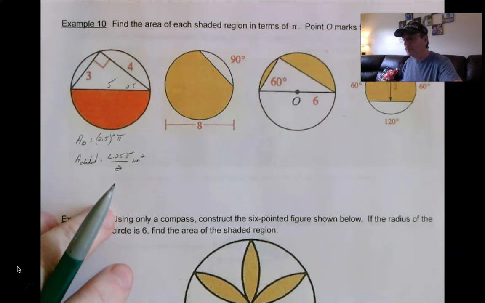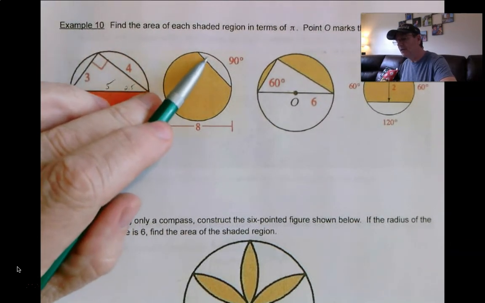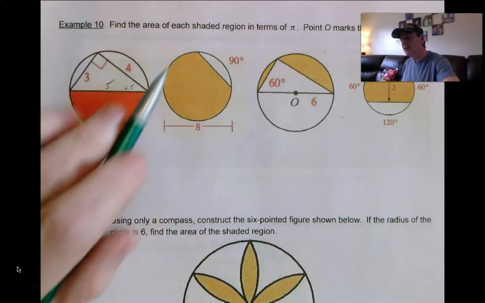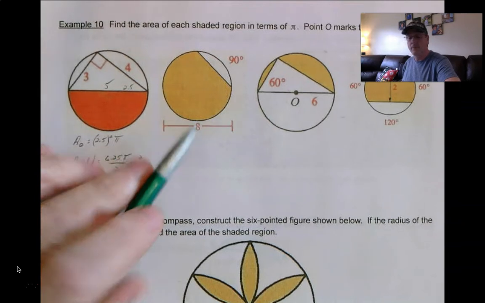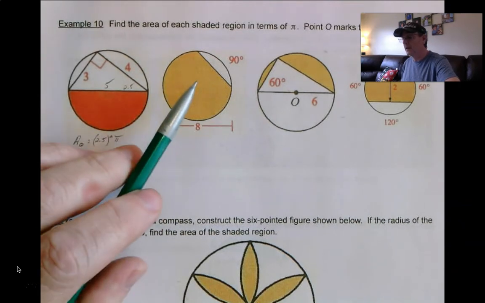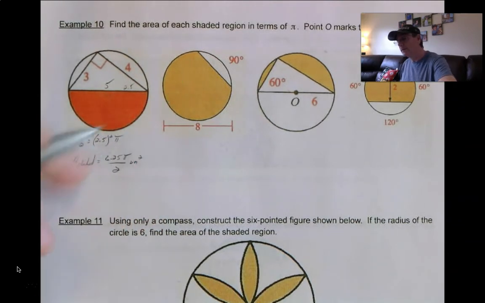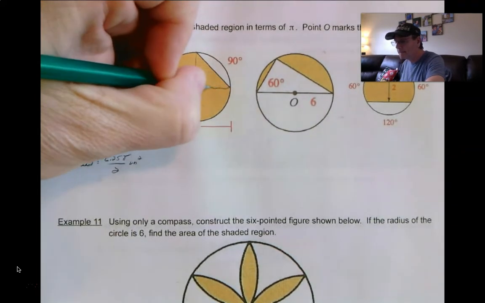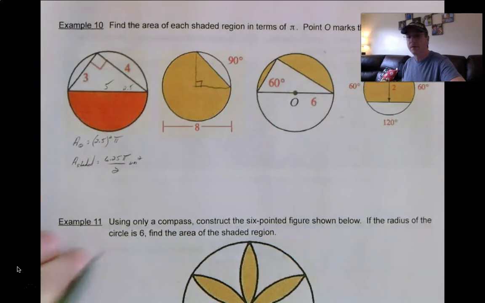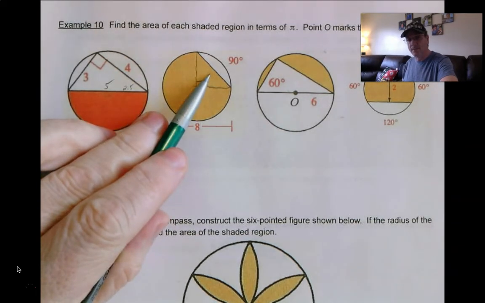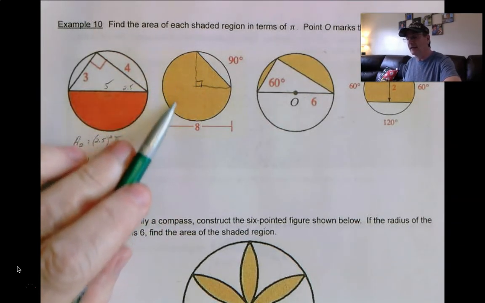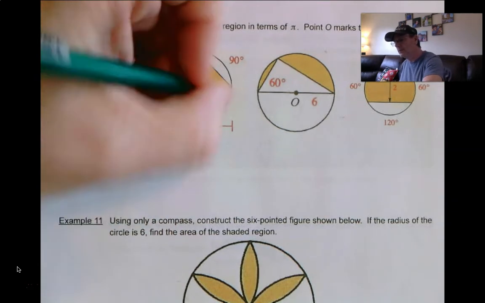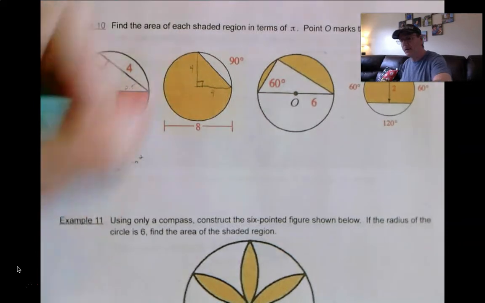Now, on example 10, one way to do this problem is to find the area of this unshaded region and subtract it from the area of the whole circle. Nothing wrong with doing that. I found that it's a little bit quicker to do this: find the area of this triangle and add it to the area of 3/4 of the circle. So 4 and a 4.